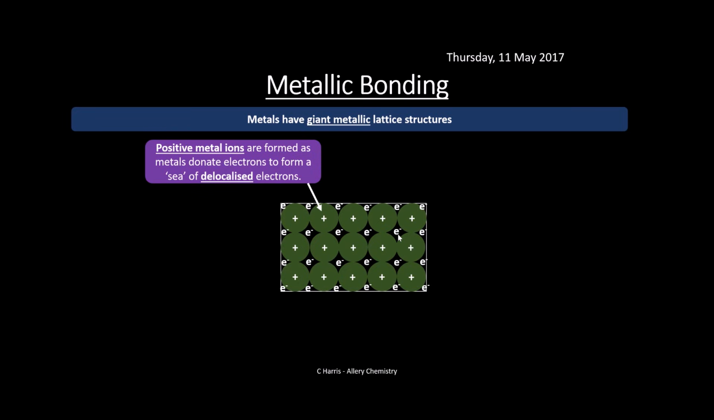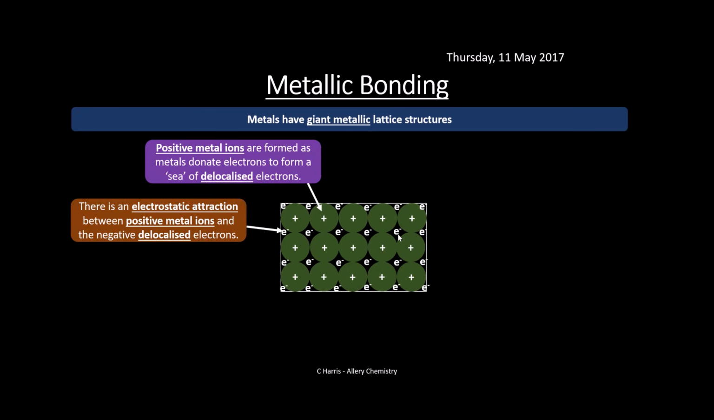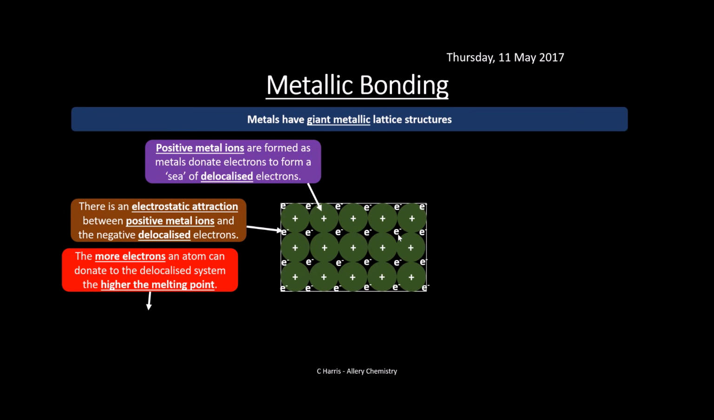Metallic bonding. Right, so metals have giant metallic lattice structures. Okay, this is relatively straightforward, shouldn't pose too many problems. Positive metal ions formed in the middle. They donate these electrons from the ions, and they form this sea of delocalized electrons, a little bit like in graphite. They have electrostatic attractions between the positive metal ions and the negative delocalized electrons, so that's quite important. That's what holds these things together.